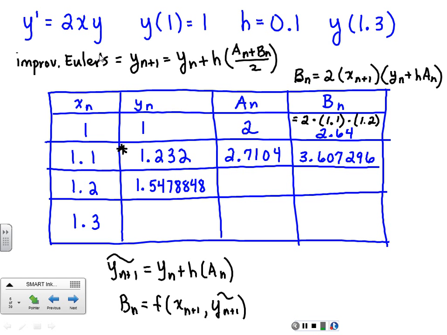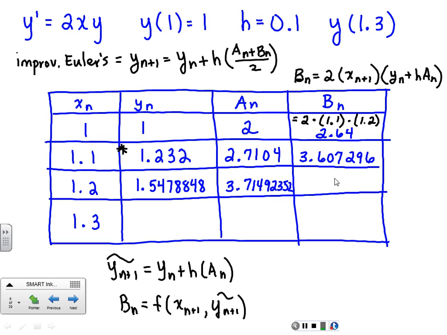We're almost through. 2 times x times y. 2 times 1.2 times 1.54788848 equals. Mr. Smith, do we have to put that many decimal places? I'm going to, just to make sure my calculator is right.